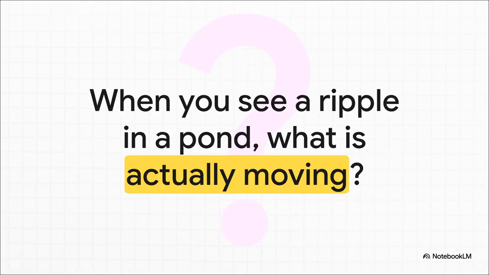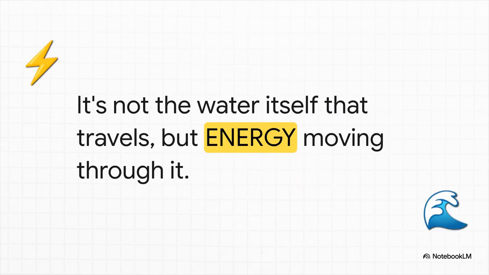When you see that ripple, it looks like the water itself is moving outwards from the center. I mean, that makes sense. But if you were to put a tiny leaf on that water, you'd notice something strange. It mostly just bobs up and down, right in the same spot. So if the water isn't traveling, what is? And that's the big secret.